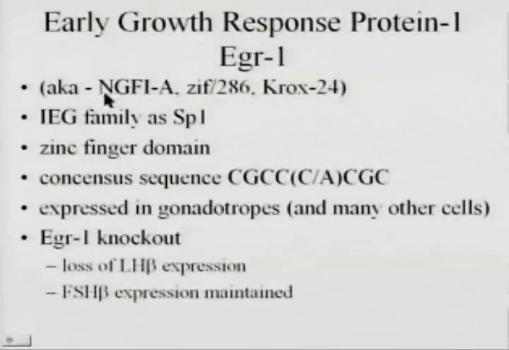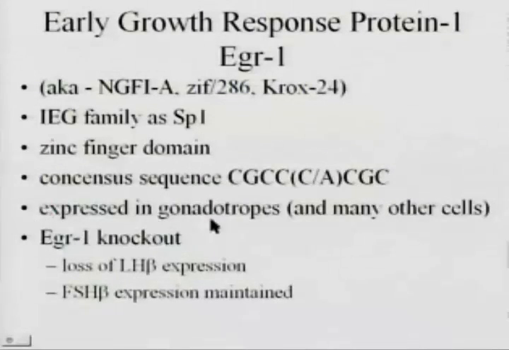It's also known as NGF1A, nerve growth factor 1A, ZIF268, or KROX24. So four names for the same protein. It is a member of the immediate early gene family, as is SP1. There is a zinc finger domain for that type of interaction with the DNA at the consensus sequence CGCCCCCGC.